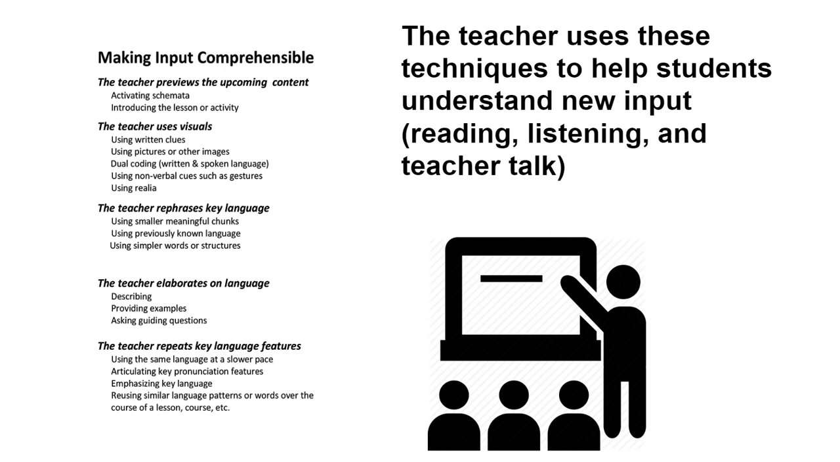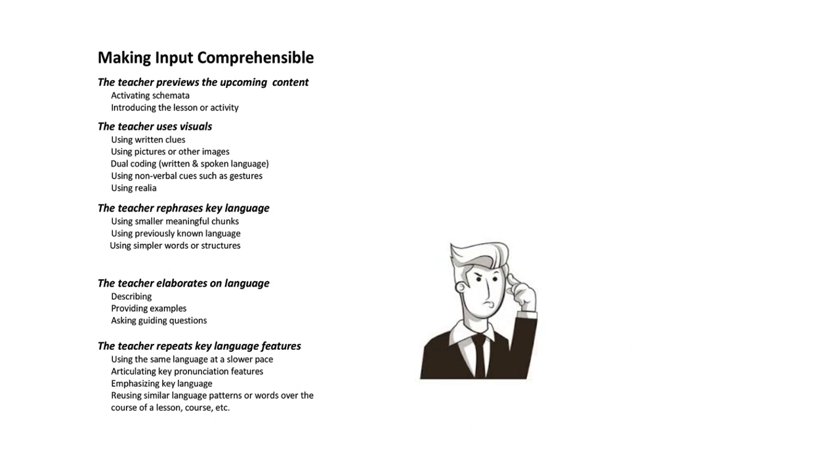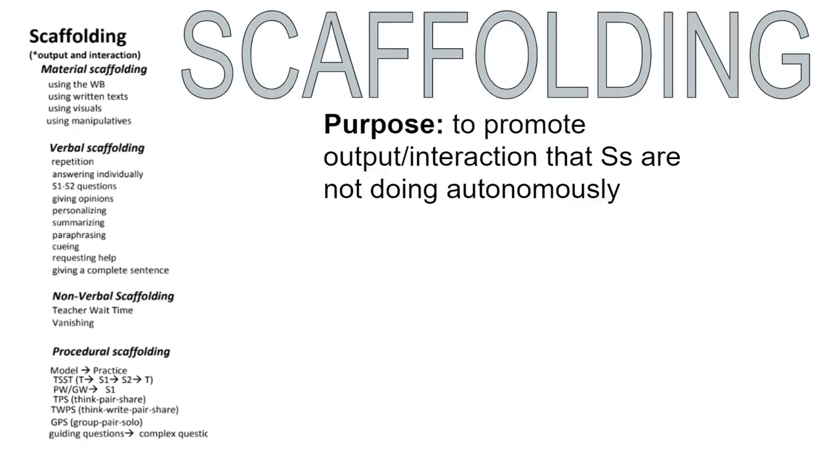Remember, the teacher uses techniques to help students understand all kinds of new input: reading, listening, and teacher talk. Leading to scaffolding. Now, don't be alarmed, there are 4 kinds of scaffolding, but they're pretty easy to understand once you consider the purpose of scaffolding. The purpose is to promote output and interaction that students are not doing autonomously. So if they were doing this already, then you wouldn't need it, but they're not, so we need this to promote their output and interaction.